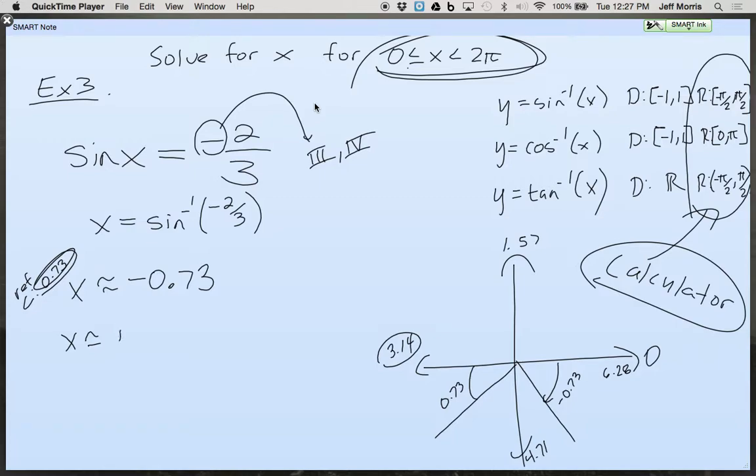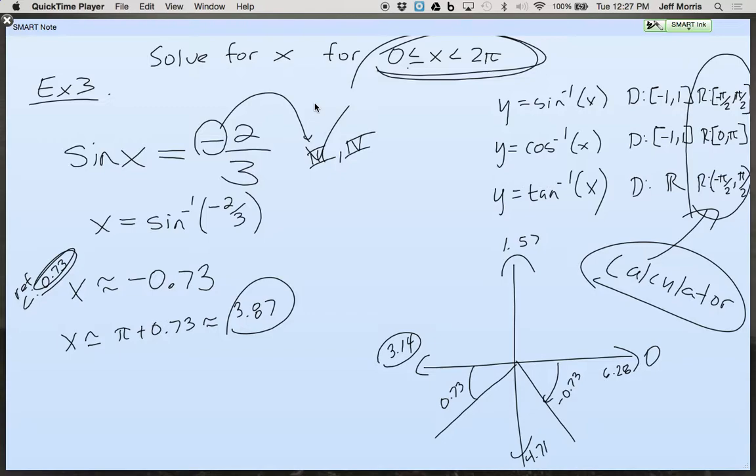So actually do that. Pi plus 0.73, and I want the decimal. So what is it? 3.87? Okay, there's the first answer. Done. Quadrant 3 done. Quadrant 4 now.